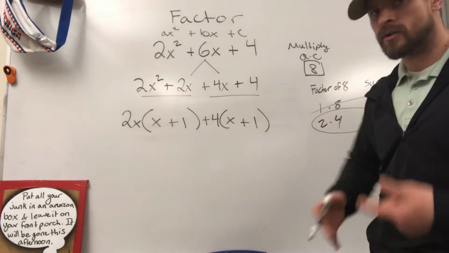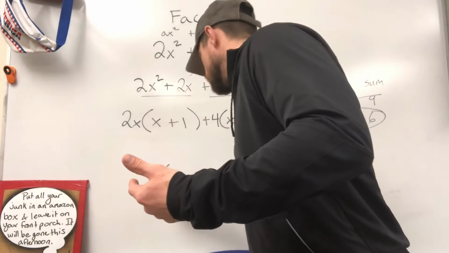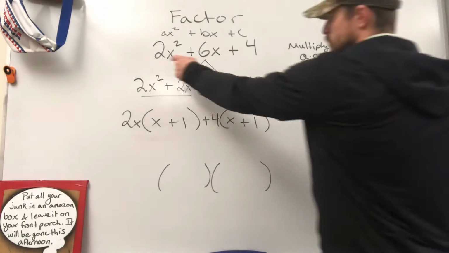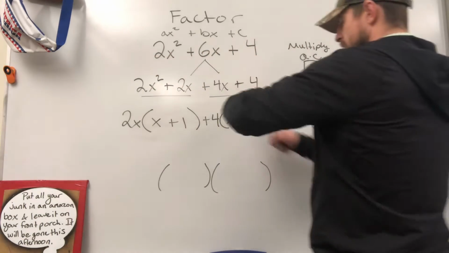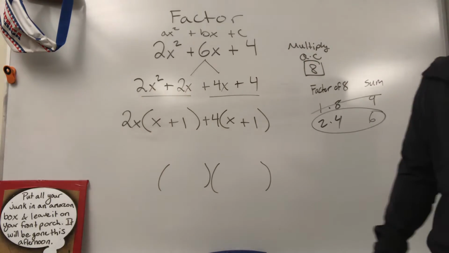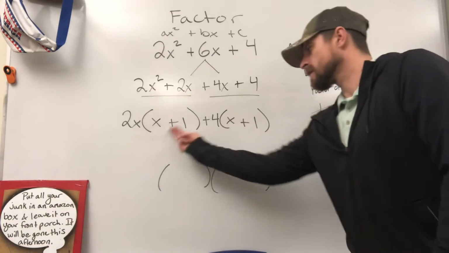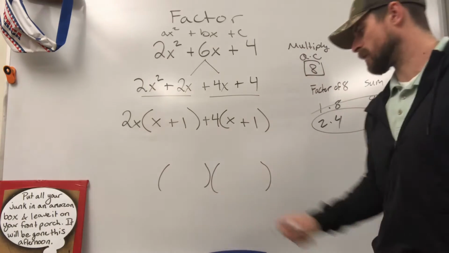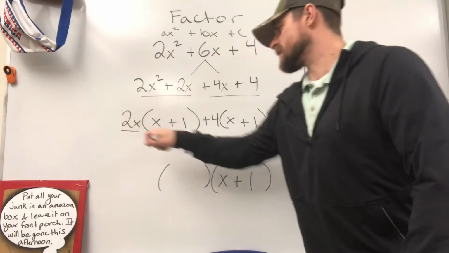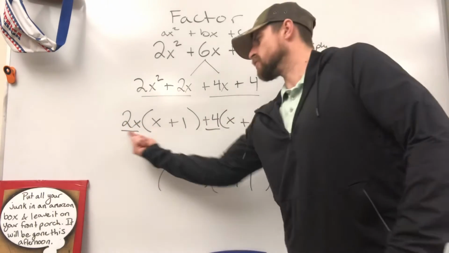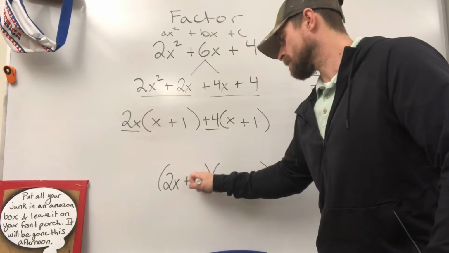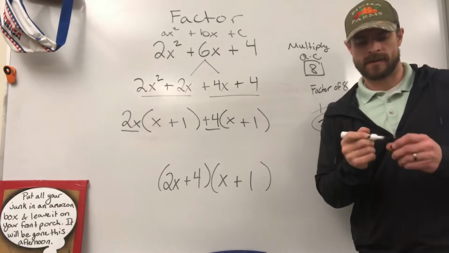My solution or my answer in factored form is going to be a binomial times another binomial. So I'm taking a trinomial, 1, 2, 3 terms, and I'm splitting it up, I'm factoring it out into 2 binomials. Those 2 binomials are going to come from the twins. So one of these is going to be the twins, just pick one. And then the other binomial comes from the GCFs that you pulled out, the greatest common factors, 2x plus 4. And that right there is how you would factor this one.